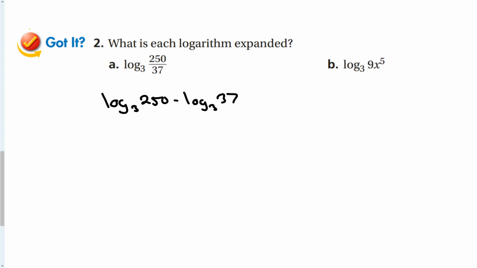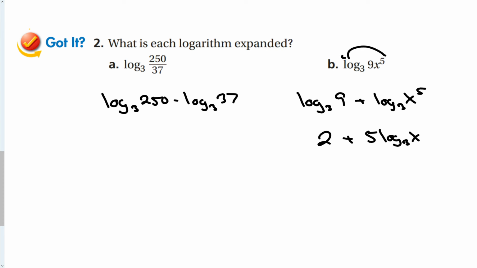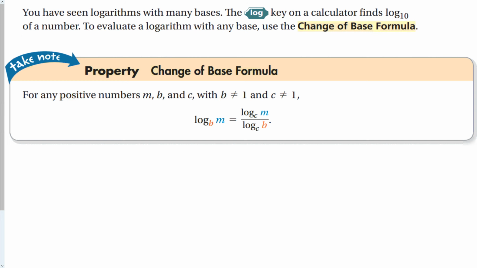B is tricky. Be very careful with B. So we split it into two pieces. The log base 3 of 9 plus the log base 3 of x to the 5th. Okay. Now the 5 comes to the front. Log base 3 of 9 is 2 plus 5 log base 3 of x. Okay. A lot of people would be tempted just to move the 5 to the front. Don't do that unless you have parentheses, unless both of them are raised to the 5th power. Then that changes the meaning a little bit. But if you move the 5 to the front, you would be multiplying both terms by 5, which is clearly not what happens here.